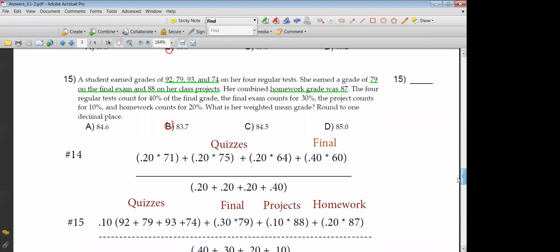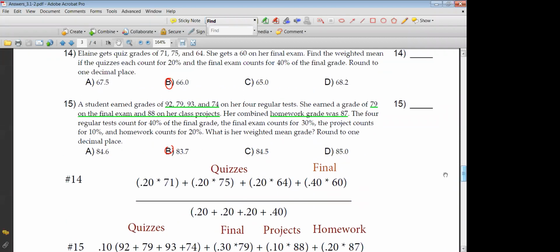Now, people have a problem sometimes with number 15, and the reason is how it's worded. It says here the 4 regular tests count for 40%. That does not mean that each one of the 4 tests was worth 40%. It's 40% total. If you have 4 tests and they're weighted 40%, it means that each one of your, in this case, quizzes, not tests, was worth 10%.